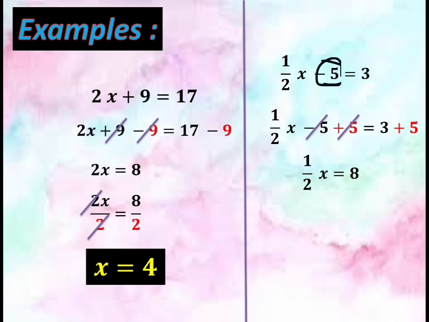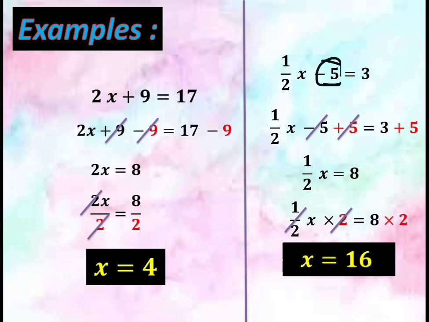To get rid of the fraction, I just multiply it by the reciprocal. So half times 2, or 2 over 1, will be cancelled. So times 2 on both sides, it will be x. Half will cancel with 2. So x equals 8 times 2, which is 16.